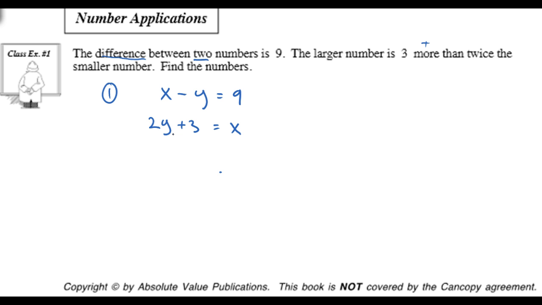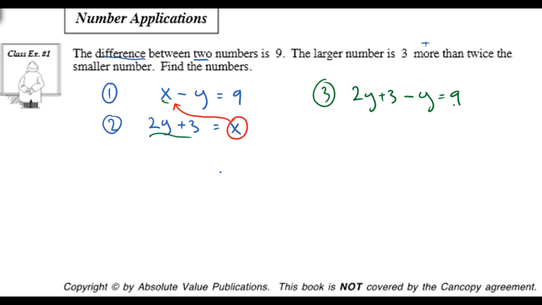All right, so it might just be quickest to do substitution here, because I've already got my x variable isolated, and I'm going to put it into this other equation. So let me label this as the second equation, and then I'm going to create a third equation where instead of this x, I'm going to use this expression: 2y plus 3, and then minus y equals 9. And I'm just going to go ahead and solve for y. 2y minus y is y. Move the 3 over, you get 6. So y equals 6.